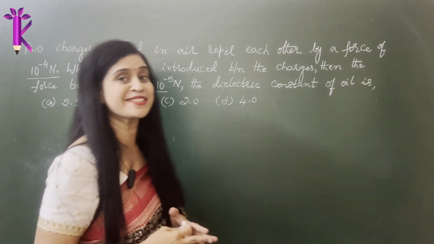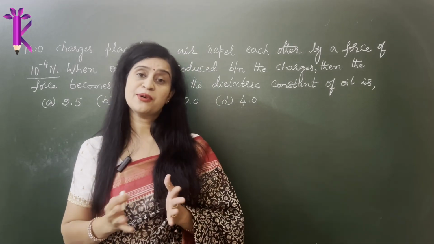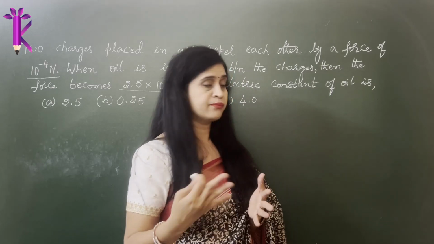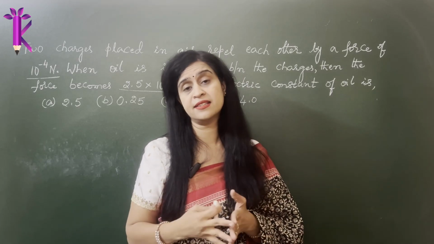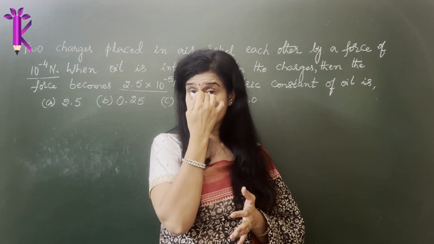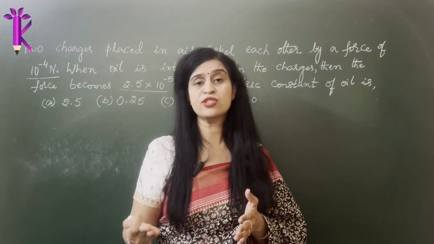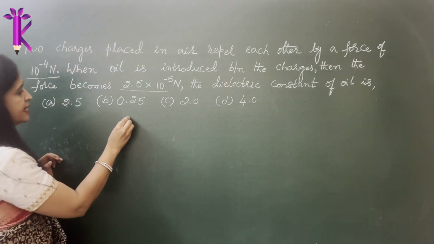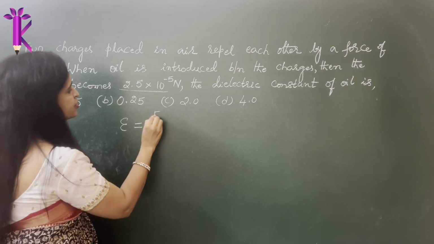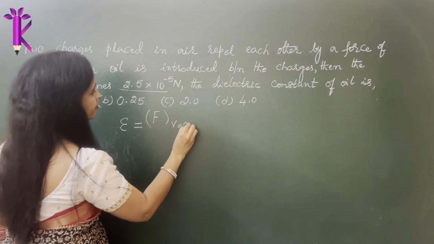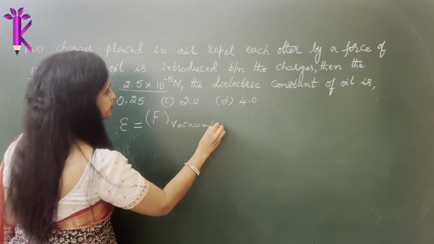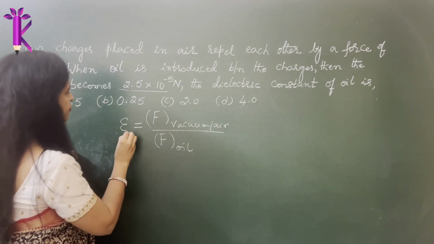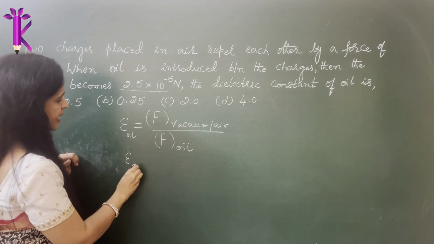The dielectric constant of oil is, now those who have seen my theory videos or those who know by studying it elsewhere, they know that there is a certain relationship that gives you the relationship between the dielectric constant and the force in the medium to force in the vacuum. So if you do not know, this is the formula. The dielectric constant is given by force in vacuum or air to force in that medium. So what is the medium here? The medium is oil here. So that will give you the dielectric constant of the oil. So what will be the dielectric constant of the oil?